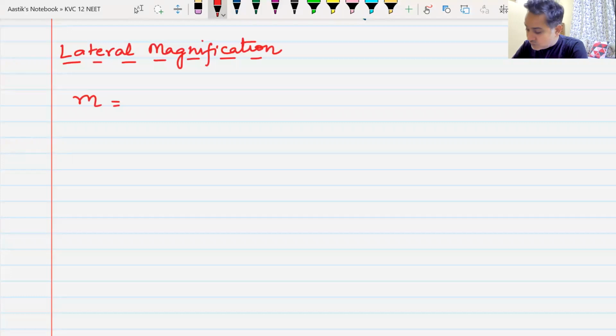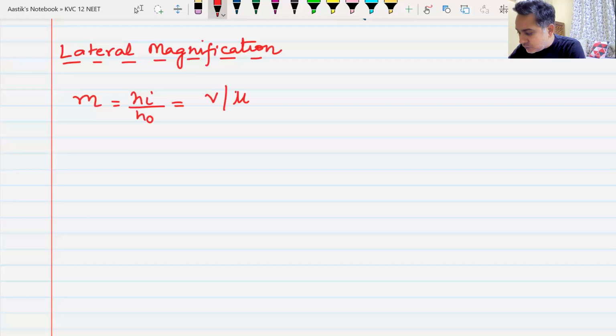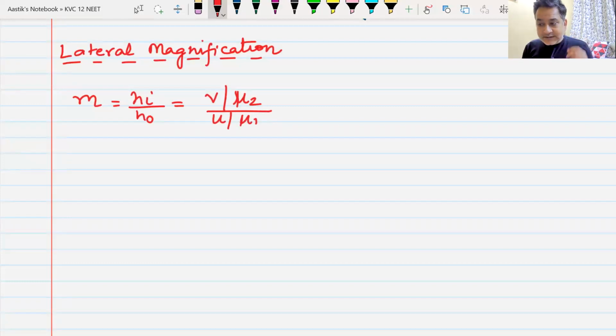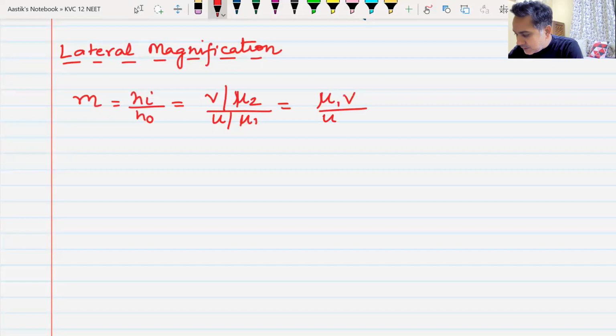Magnification is always equal to height of the image divided by height of the object. Yes or no, my dear friends? Yes, sir. In this case, this formula will look like this: V divided by mu2, divided by u divided by mu1. If you find it difficult to remember it this way, you can remember it in this way: mu1 times V divided by mu2 times u. This is the formula for lateral magnification caused by a curved surface.